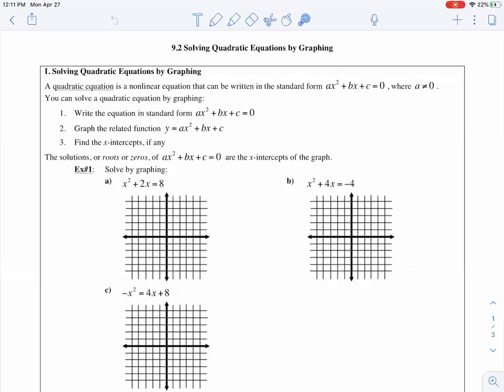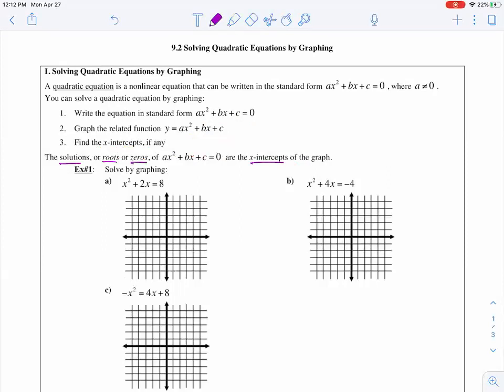You're going to write the equation in the standard form. Make sure that the right-hand side is 0. Then you graph the function. Then you look at the x-intercepts. X-intercepts are the zeros or the solutions. The solutions, the roots, zeros of all these are actually the x-intercepts of the graph. In other words, all these things mean the same.